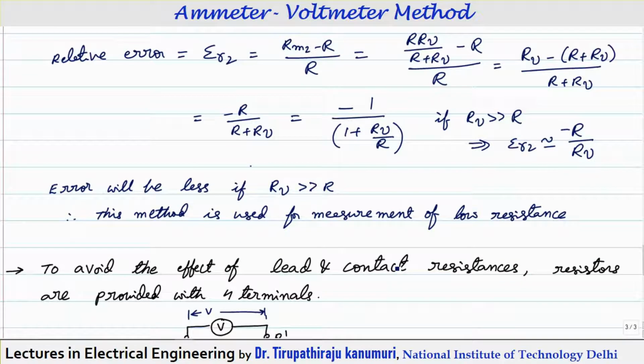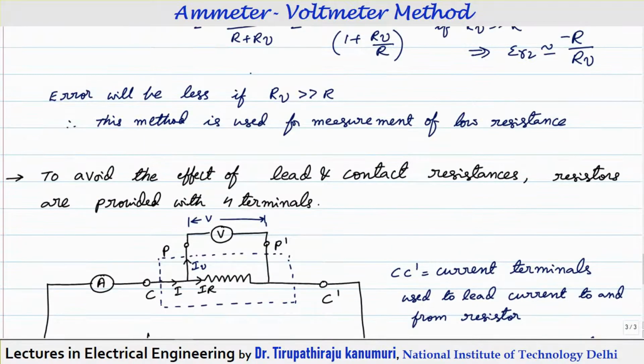So again I am summarizing: in the first connection the measured value will be greater than the actual value, and practically the resistance of the ammeter is very nearly equal to the resistance to be measured, or sometimes it can be even more. So that gives a huge value of the error. Whereas in the case of the second method, the error is only minus R divided by RV. Practically the value of RV is far greater than R, because we are measuring a low resistance value. So this will have less error when compared to the first method. So that's why this method is used in practice.